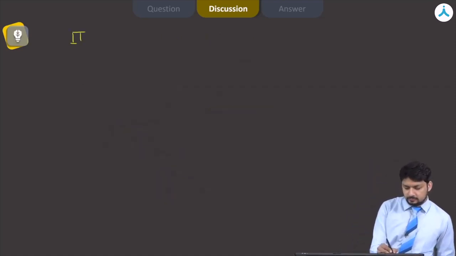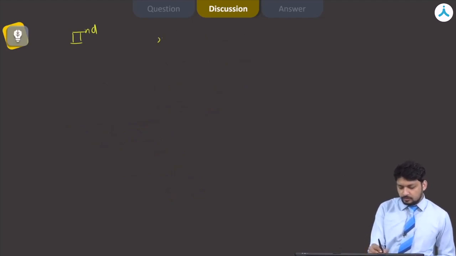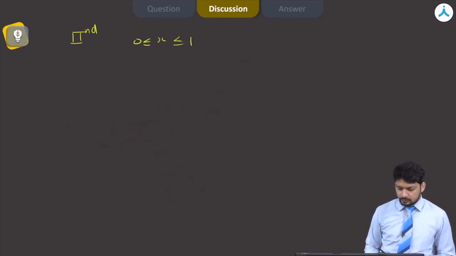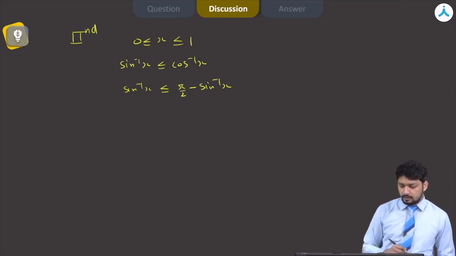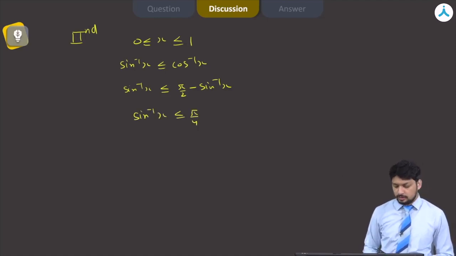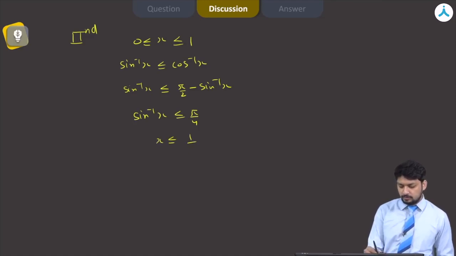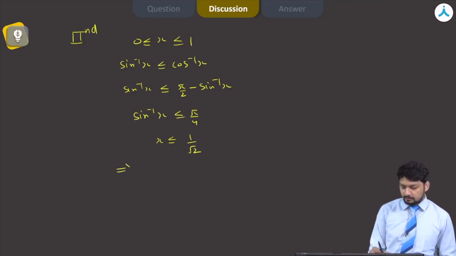Now the second case, when x belongs to 0 to 1. In this case, the inequality will become sin inverse of x is less than or equal to cos inverse of x, and this will give sin inverse of x less than or equal to pi by 2 minus sin inverse of x, and this will give sin inverse of x less than or equal to pi by 4, and from this we can write x less than or equal to 1 upon root 2. Now we know that x is in between 0 to 1, and from this we are getting x less than or equal to 1 by root 2. So the intersection will give x belongs to 0 to 1 by root 2.